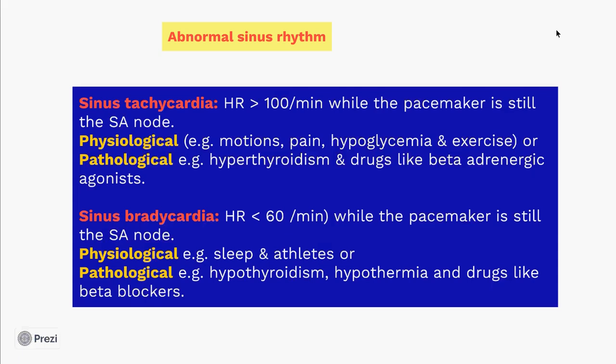I want somebody to define sinus tachycardia and sinus bradycardia to me. What is the normal heart rate, and what is tachycardia, and what is bradycardia, and what is sinus tachycardia, and what is sinus bradycardia? Quickly.